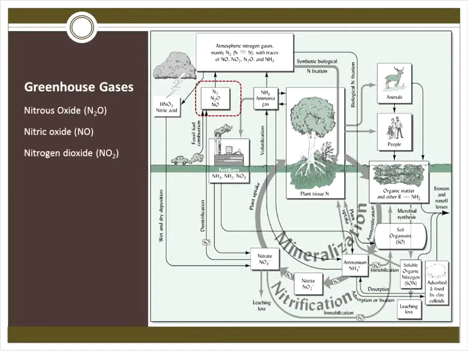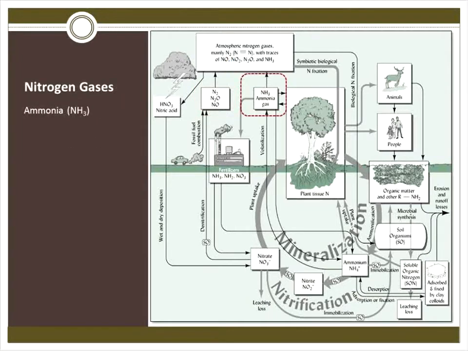The problem with all three of these nitrogen gases is that they're greenhouse gases and they promote warming of our climate. So we want to make sure that if we're transforming our nitrogen in our soil system to one of these nitrogen gases, we transform it to N2, which is an inert nitrogen gas.